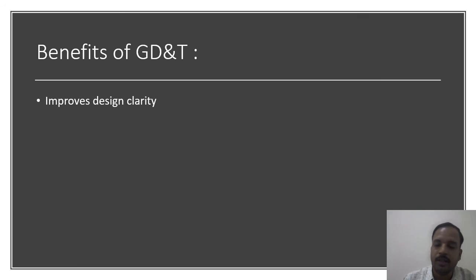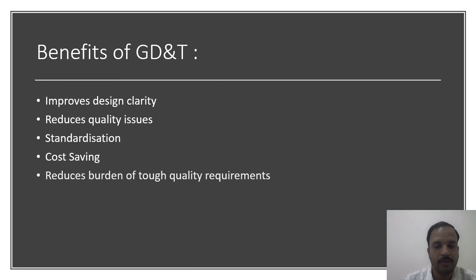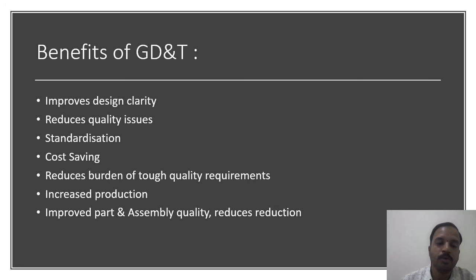So what are the benefits? It improves design clarity, meaning how the design will be understood by others. It reduces quality issues. It will provide you standardization. If you provide this drawing all over the globe, you will find the same quality of the part, and you can assemble any part at any assembly location. It will provide cost saving through quality improvement and reduces the burden of tough quality requirements, so you know exactly how much quality is needed. It increases production, improves part quality, reduces assembly issues, and provides work satisfaction to the person who is doing this.